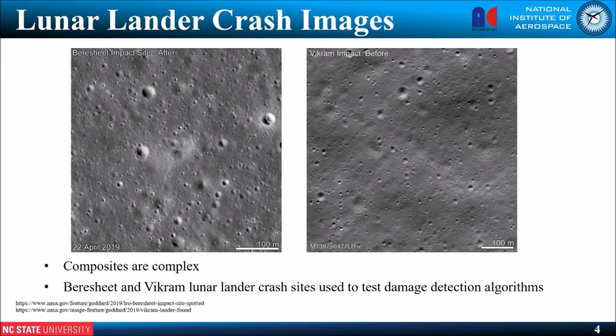Before applying the technique to composites, the proposed technique was demonstrated on an easier example with lunar lander crash images. The Beersheet and Vikram lunar landers, created by Israel Aerospace Industries and the Indian Space Research Organization respectively, crashed onto the surface of the Moon in 2019. Images from before and after the crashes are shown here. The Beersheet crash site on the left is much easier to see than the Vikram on the right.